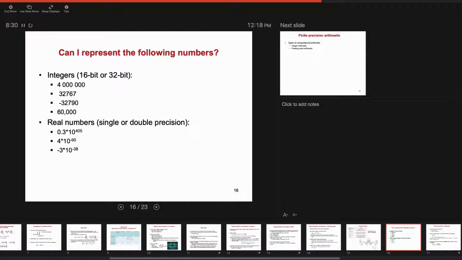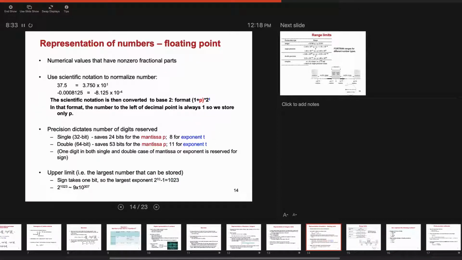Now we have real numbers. And for real numbers, we first decided to, okay, we have to come up with the rules. And those rules have to be consistently applied, otherwise there will be a failure. So first things first, we're going to use scientific notation to normalize the number. Okay? So 37.5 is something larger than 1 times 10 to the power of something. Okay? So I have what we call mantissa and exponent in there.